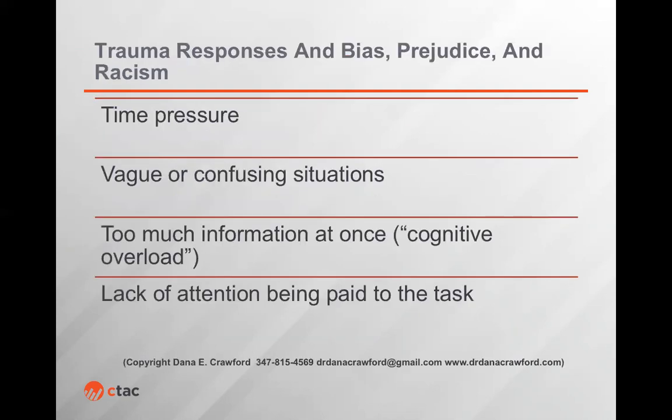Now, when we think about trauma responses and bias, prejudice, and racism, there are certain situations that are more likely to trigger those heuristics that are anchored in our early childhood experiences or other experiences that we've had in our life beyond childhood. So the first is time pressure. You don't really have a lot of time to think through things, so you're going to naturally default to heuristic. The other is a vague and confusing situation. You just don't know how to make sense of it, so you're going to make sense of it based on your own experiences.